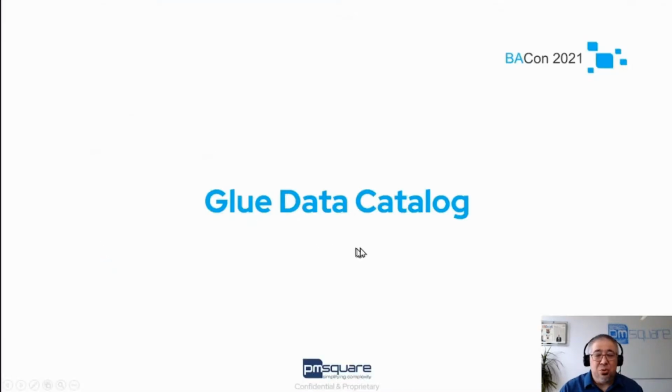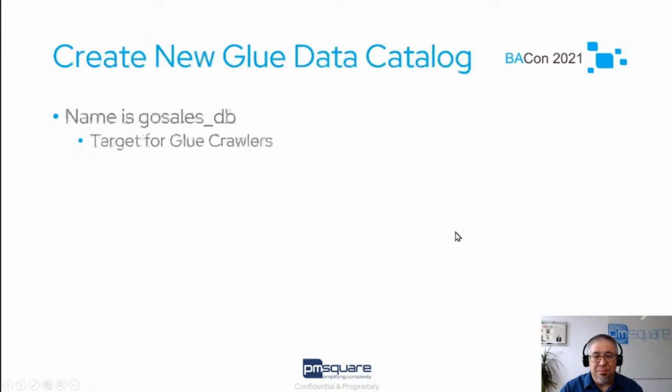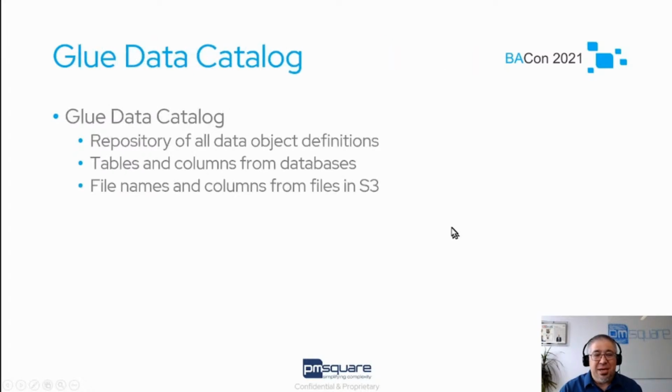Now let's go and look at the Glue data catalog. The Glue data catalog, as I said, is the repository of all data object definitions. Tables and columns from either databases or from CSV files stored in an S3 bucket would be stored, that metadata would be stored in the repository.